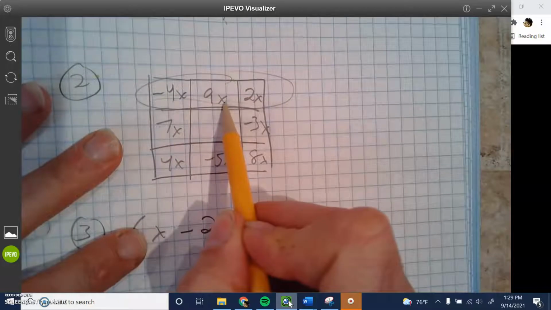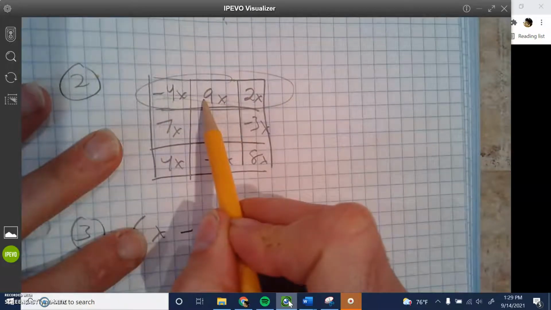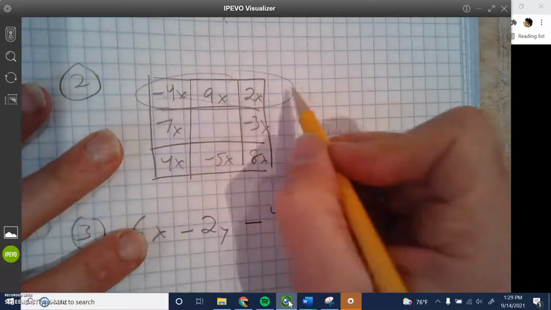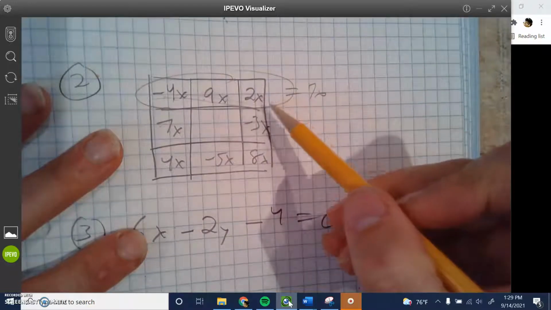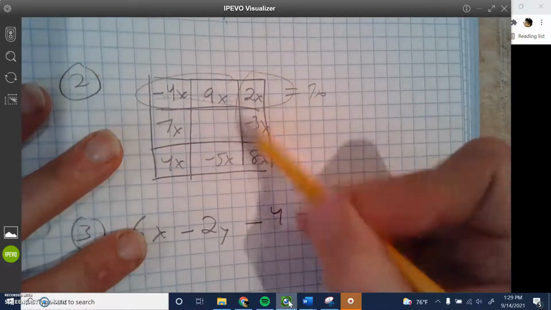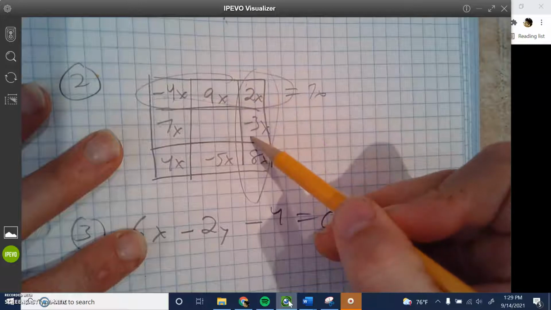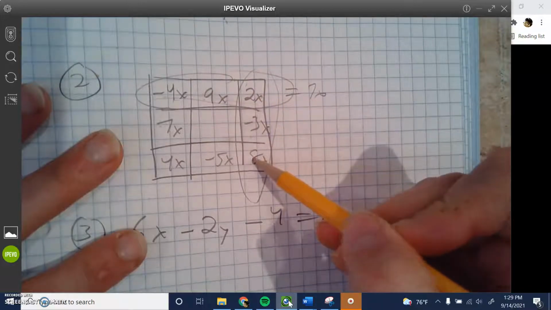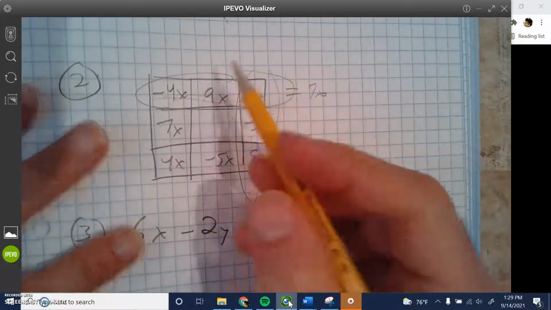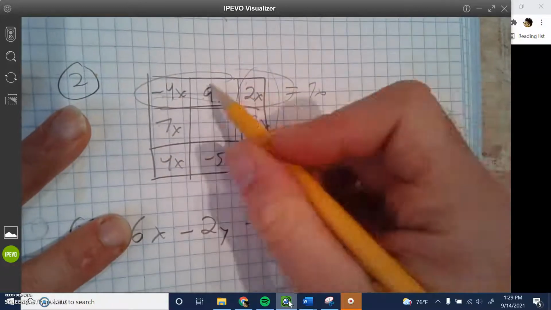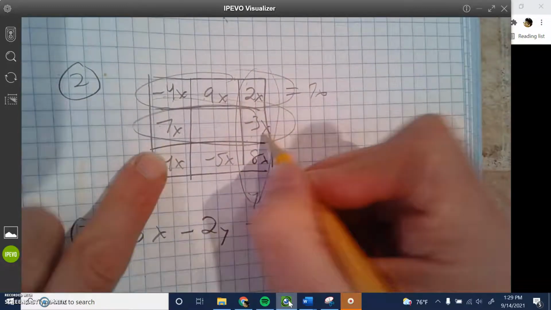Negative 4x plus 9x is 5x. 5x plus 2x, that's 7x. Do they all equal 7x? Let's see. 2x, let's do this one. 2x minus 3x is negative 1x. Negative 1x plus 8x, yeah, so it's all 7x. So I can attack it from any way I want. Let's do it this way, I don't know.